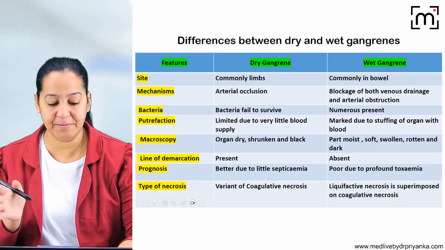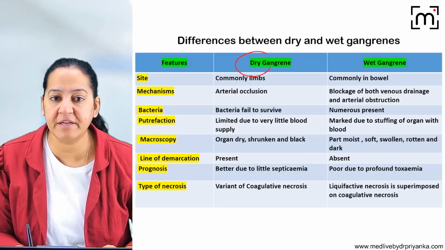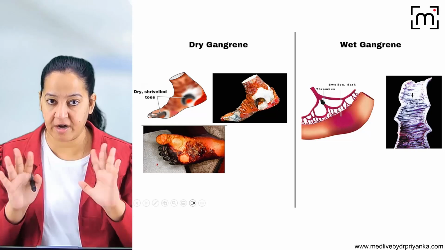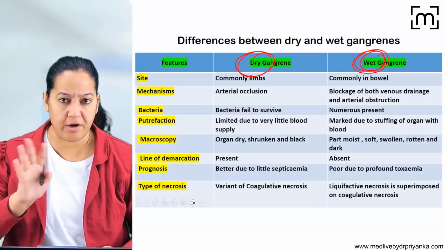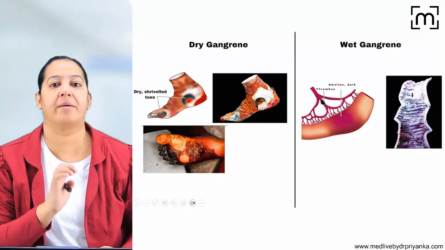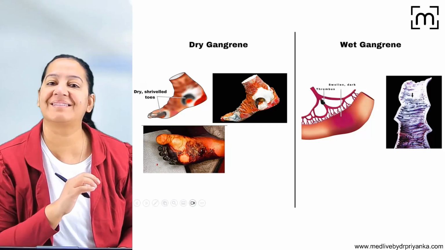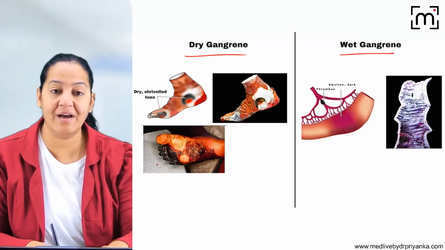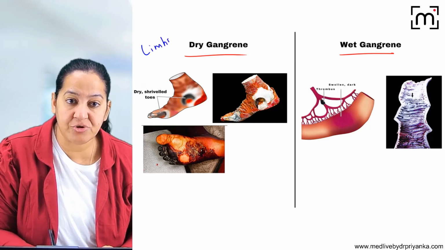So tell me the differences between dry gangrene and wet gangrene. Can you tell me the differences? Have a look at this diagram. Don't learn this table, learn this diagram. In the diagram itself, you can make out the differences. First, tell me the site of dry gangrene and wet gangrene. Dry gangrene mostly occurs in the limbs, you can see in the extremities.